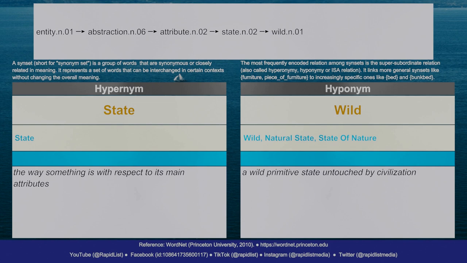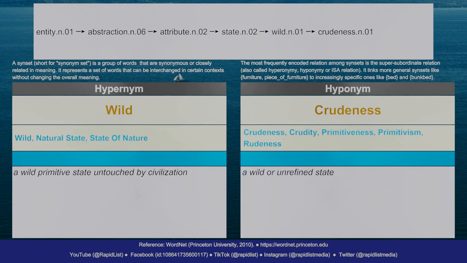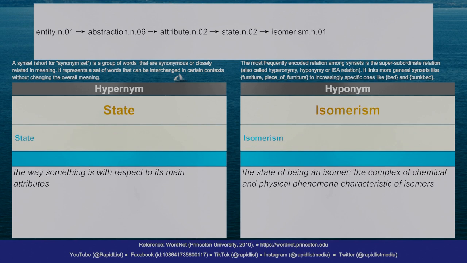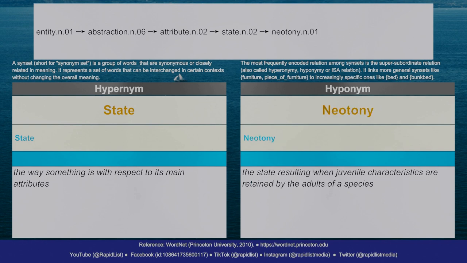Wild. A wild primitive state untouched by civilization. They collected mushrooms in the wild. Crudeness. A wild or unrefined state. Isomerism. The state of being an isomer, the complex of chemical and physical phenomena characteristic of isomers. Neotony. The state resulting when juvenile characteristics are retained by the adults of a species.